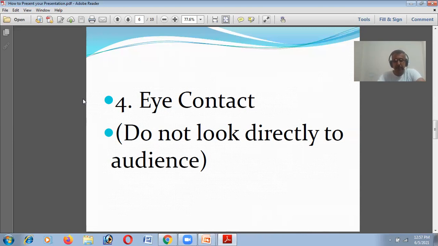If you do not look directly towards the audience, you are a less confident speaker. To prove yourself a confident speaker, just keep eye contact towards the audience, not a specific audience, but all the audience from one side to another. And one thing is that you should not put your face towards the audience every time.